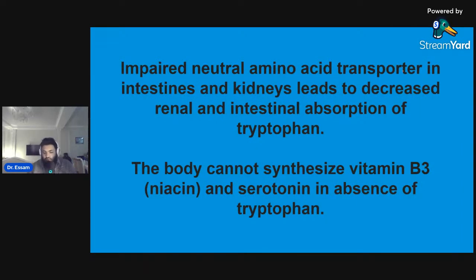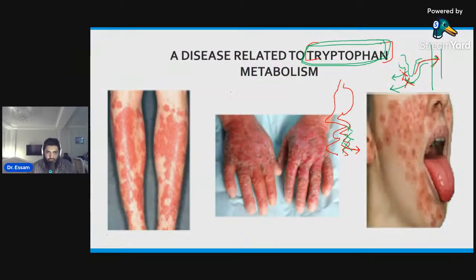And what will happen if this disease is caused? What were the products of tryptophan? If anybody remembers, what were the products? There were many different products, but two of the important products are niacin and serotonin. Okay. So because of these two products, all the main problems will be caused in this disease.